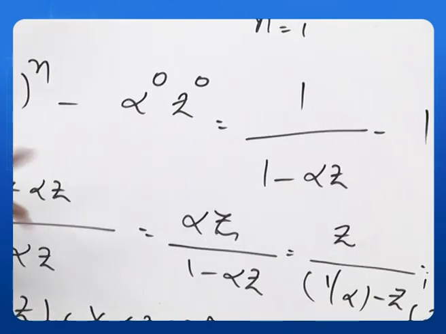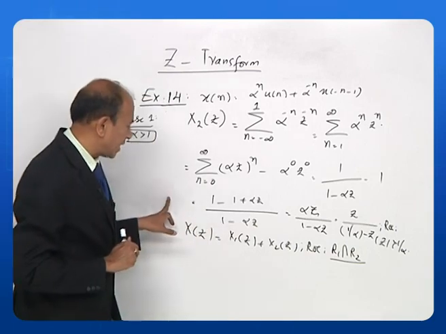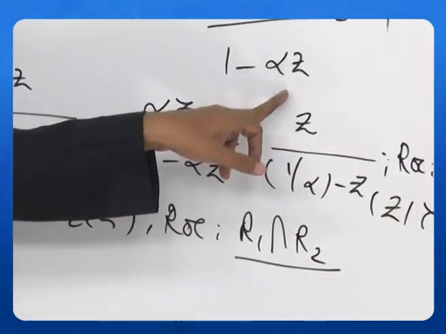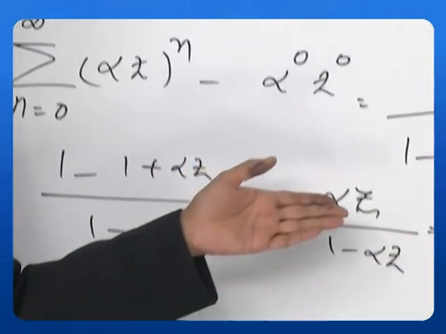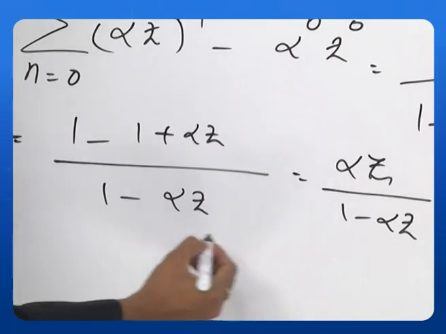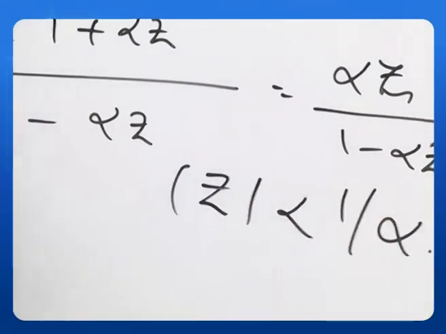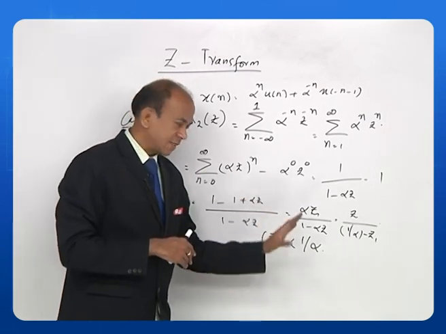So, X2 of z is 1 by 1 minus alpha z^-1. So, we took the LCM here and then we got alpha z by 1 minus alpha z. So, this is z by (1/alpha minus z) times alpha. So, here the region of convergence for this is, okay, |z| must be less than 1 by alpha. Okay. So, that is greater than alpha and this is less than 1 by alpha.